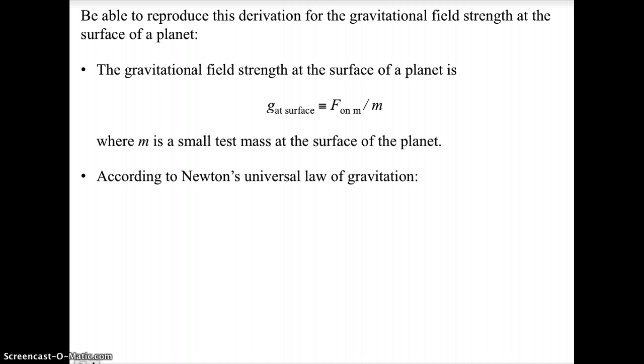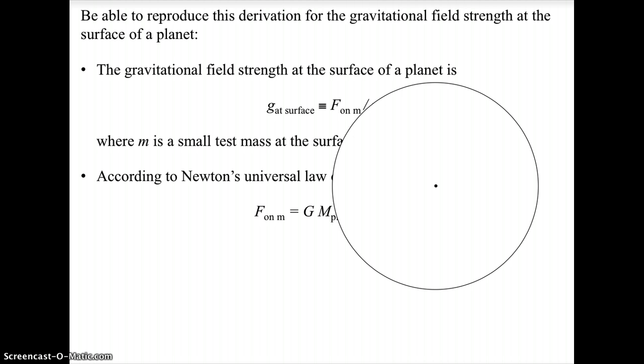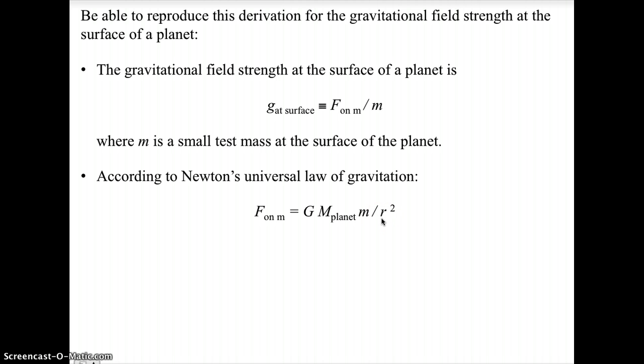But according to Newton's universal law of gravitation, the force on this test mass is equal to big G times the mass of the planet times the test mass divided by their separation squared. Now we know that the separation distance r is the distance between their centers. So imagine here is my planet and here is the test mass. This test mass is so small compared to the planet, it might as well be a dot. And of course, if it's a dot, then the distance between their centers is simply the radius of the planet. So r here is the radius of the planet. I'm going to plug in r sub planet to represent that.